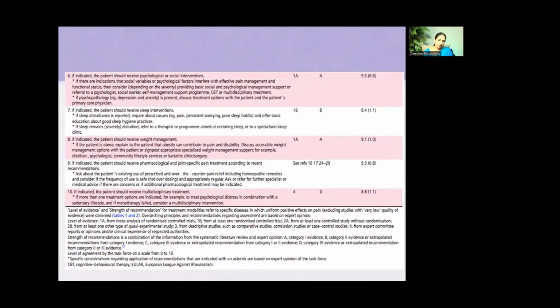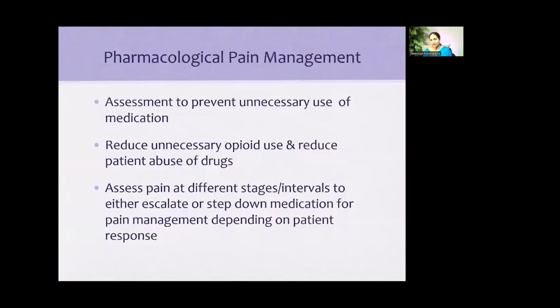So these task force recommendations can be used to guide managing pain in your patients. But remember all the time that these strategies have to be patient-centered. Different patients will have different conditions and different priorities. Always you have to prioritize and make the management plan according to the patient's needs. This cannot be overemphasized. Then we will look at pharmacological pain management.